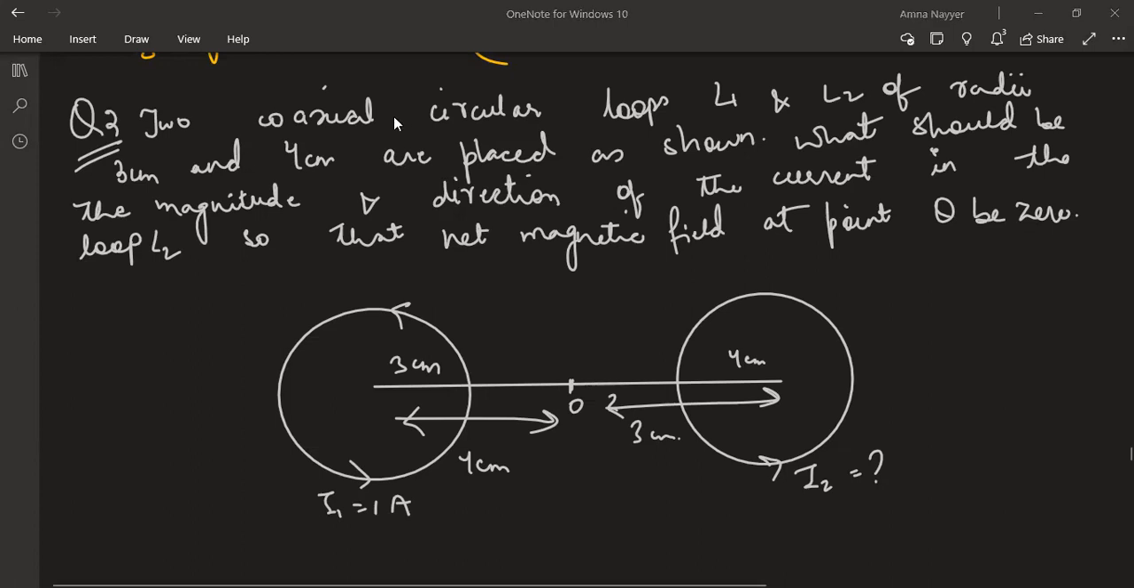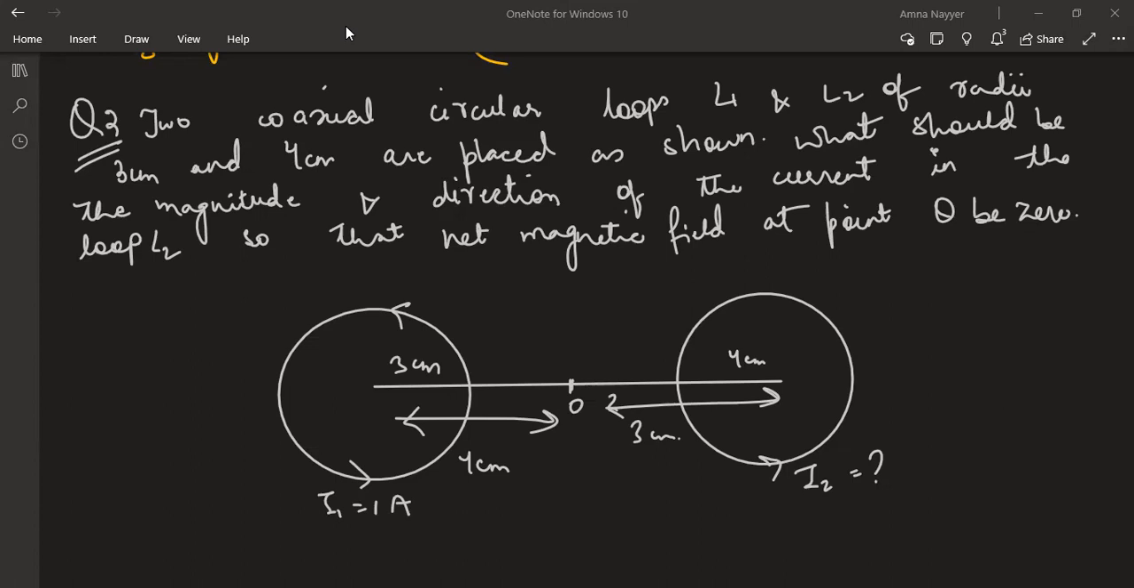See here, it says that two axial circular loops L1 and L2 of radii 3 centimeters and 4 centimeters are placed as shown. What should be the magnitude and direction of current in the loop L2? Direction of the current is also asked, so that the net magnetic field at point O is 0.